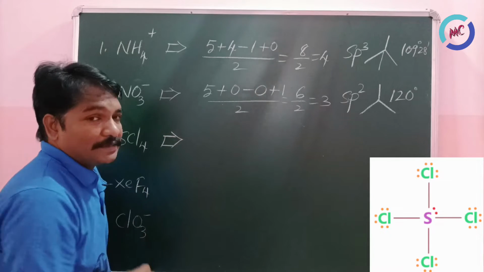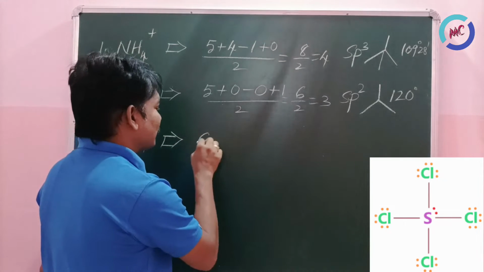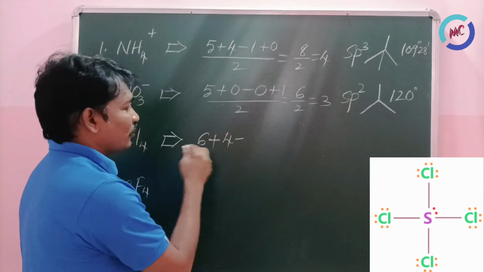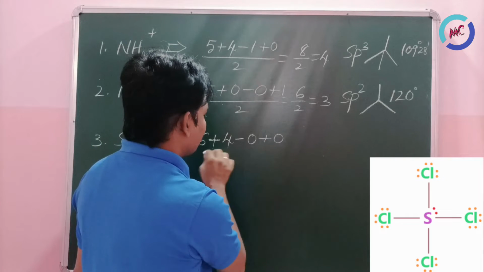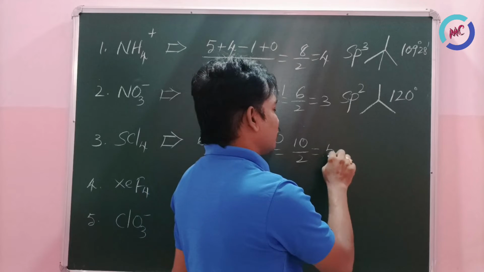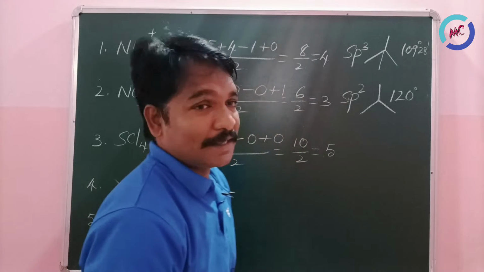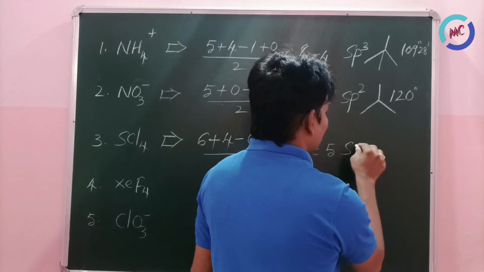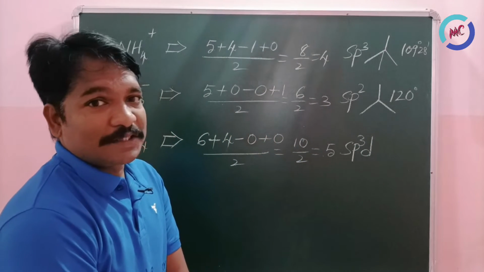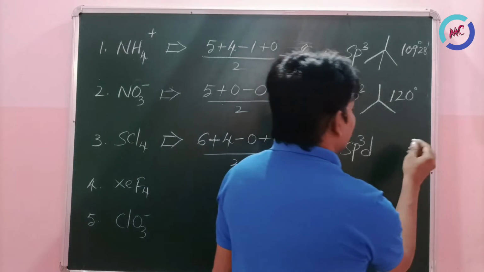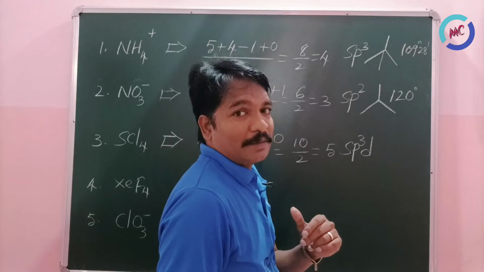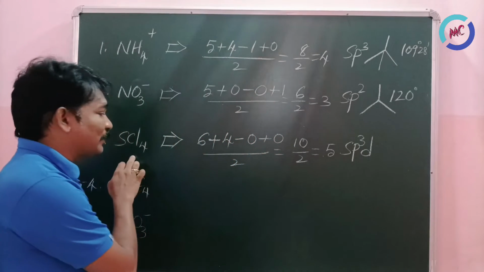And see here, how many valence electrons are there in case of sulfur? There are 6 valence electrons and 4 monovalent side atoms. Minus, there are no positive or negative charges. Then it is equal to 10 by 2, which is 5. The hybridization is sp3d. If it is sp3d, what is the shape? The expected shape is trigonal bipyramidal. But here, how many side atoms are there?